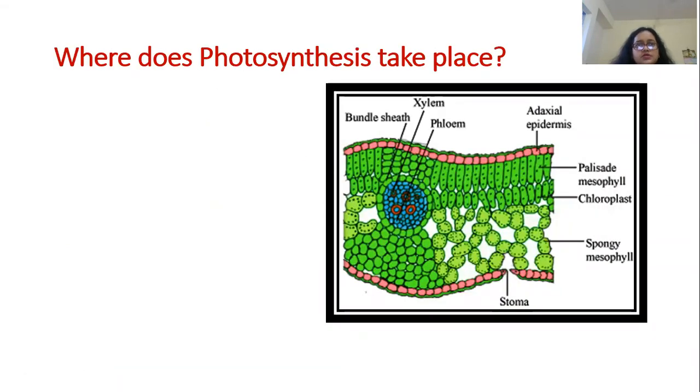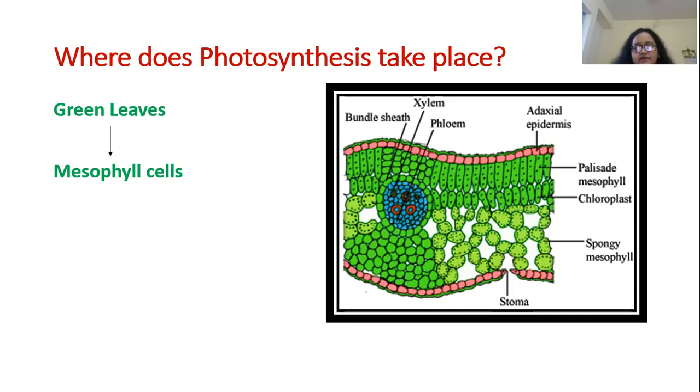Now the second question comes, where does this photosynthesis take place? Everyone knows that it occurs in the green leaves. But which part of the green leaves is responsible for photosynthesis to occur? That is mesophyll cells. So mesophyll cells are found in green leaves.